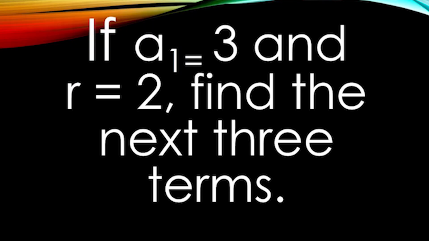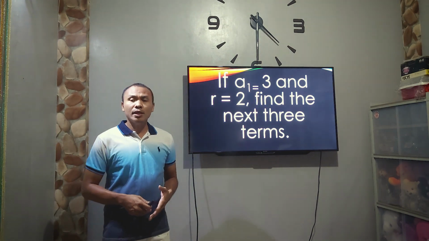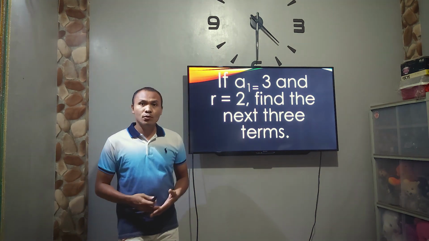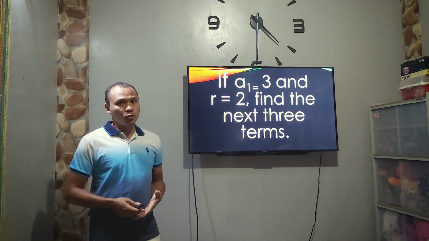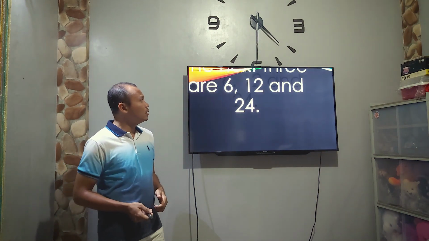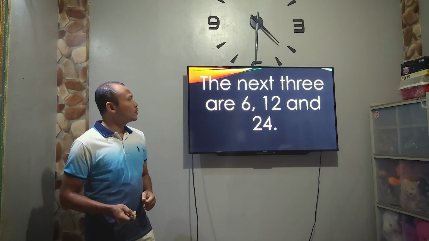If a sub 1, a sub 1 indicates our first term, is equal to 3, and r represents the common ratio, which is 2, find the next three terms. We'll just simply multiply the first term by the common ratio to find the next three terms. So 3 times 2 is 6, 6 times 2 is 12, and 12 times 2 is 24. So the next three terms of the given sequence are 6, 12, and 24. Last example, we have this one.